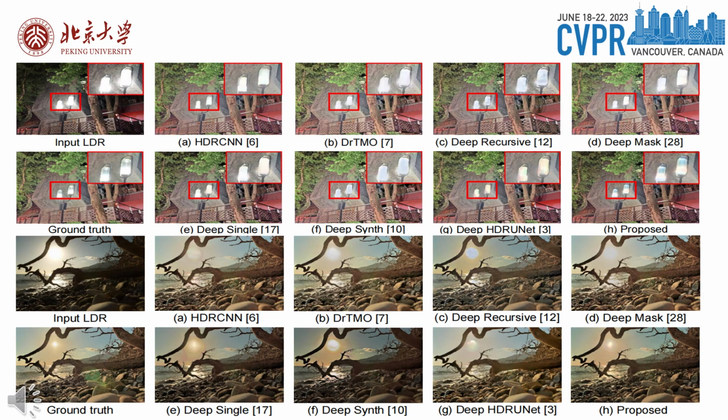The HDR CNN and deep mask may cause overbright images because of the use of a fixed camera response function. The DRTMO introduces checkerboard artifacts due to the deconvolution. The deep recursive HDRI is easy to blur the images. The deep single HDRI and deep HDR-UNet introduce halo artifacts in the overexposed regions, and the deep synth HDRI fails to reconstruct the correct luminance distribution. On the contrary, the proposed method can recover pleasing results both in the under- and overexposed areas.